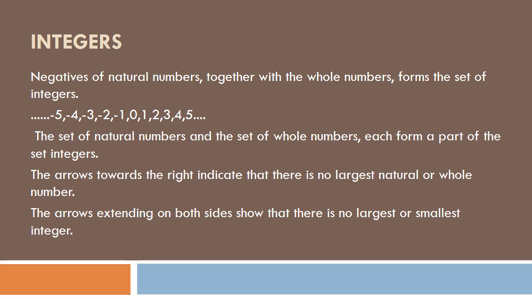The relation between natural numbers, whole numbers and integers is given as follows. The arrows towards the right indicate that there is no largest natural number or whole number, and the arrows extending on both sides show that there is no largest or smallest integer.